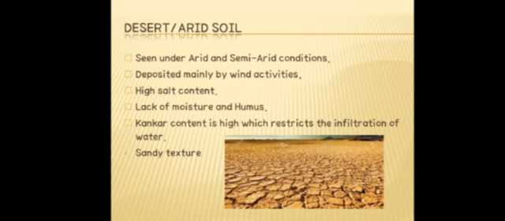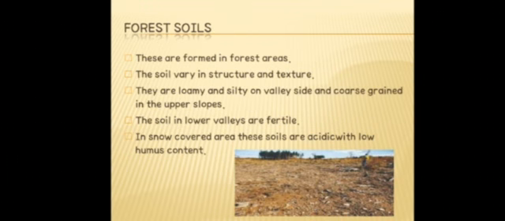Arid soil ranges from red to brown in color. These are found in arid and semi-arid conditions, means where rainfall is less and temperature is either very high or very low. This soil is deposited mainly by wind activities. This soil has high salt content and lacks moisture and humus, so it is less fertile. Calcium content is high, which restricts the infiltration of water. In short, we can say this soil is not good for cultivation. This soil is sandy in texture, but after proper irrigation, these soils become cultivable, as we can see in the case of western Rajasthan. Last soil is forest soil.